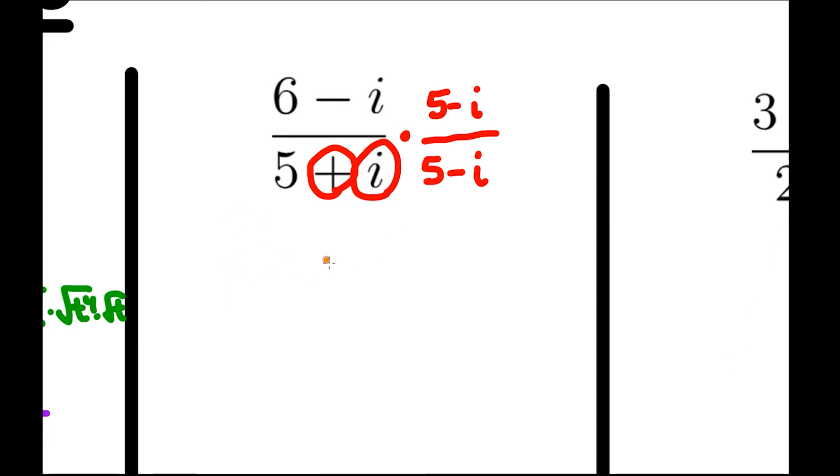All right, so the very top part, we're going to have 6 minus i times 5 minus i. So what we're going to do is use the area model to actually figure out what that product is.